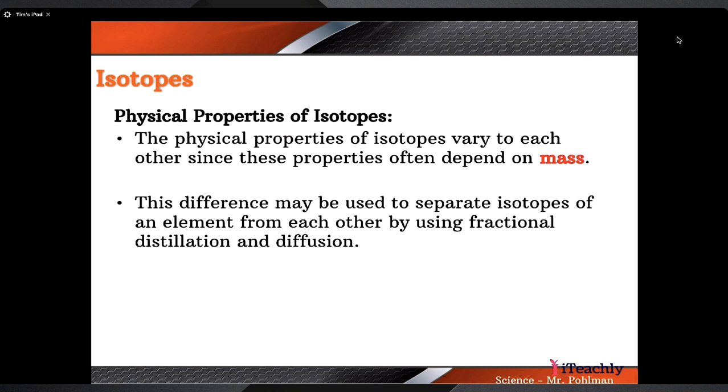Okay? All right, so some physical characteristics. The physical properties of isotopes vary from each other since their properties often depend on the masses. Now, I want you to think of these isotopes as if it were you carrying some boxes, okay? So you're carrying some boxes. Now, if you're just carrying one box, it's going to be pretty stable. It's not going to fall over at all.